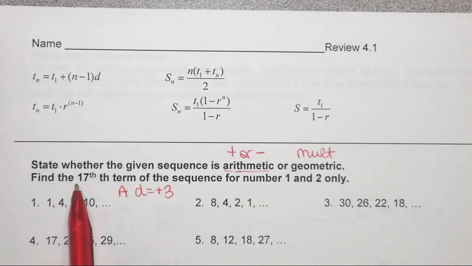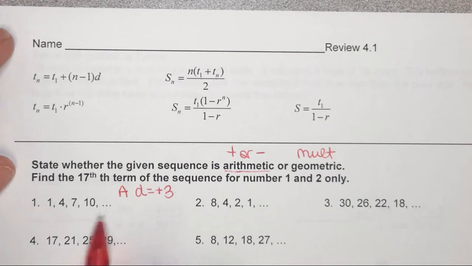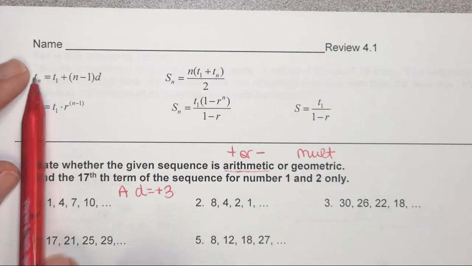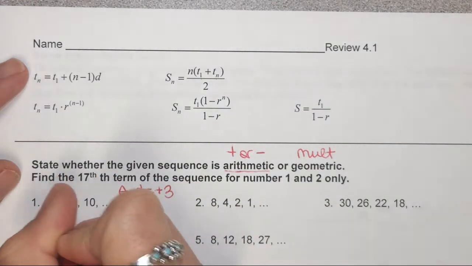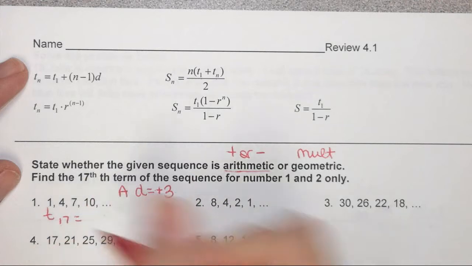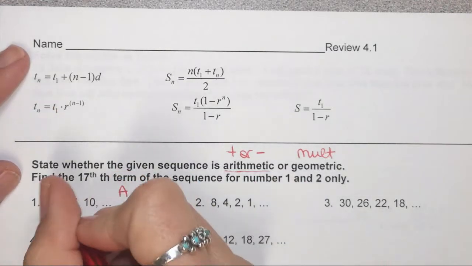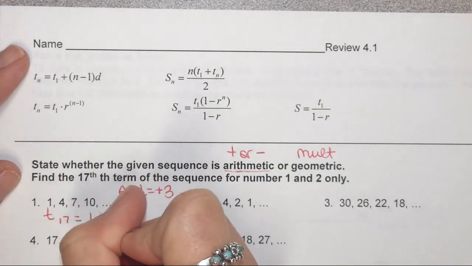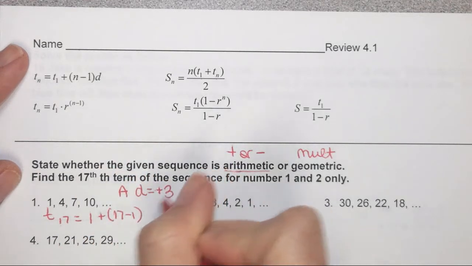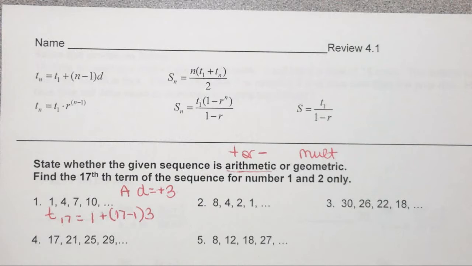I'm also supposed to find the 17th term for problem number 1. So now that I know it's arithmetic, I'm going to use this top equation. It's arithmetic, and this is my term equation. They want me to find the 17th term, so n is 17. T1 means the first term. The first term is 1, plus n, which is 17, minus 1, times 3, so that's my common difference.